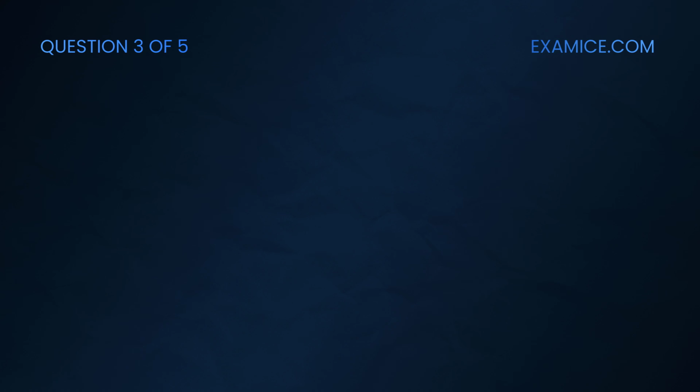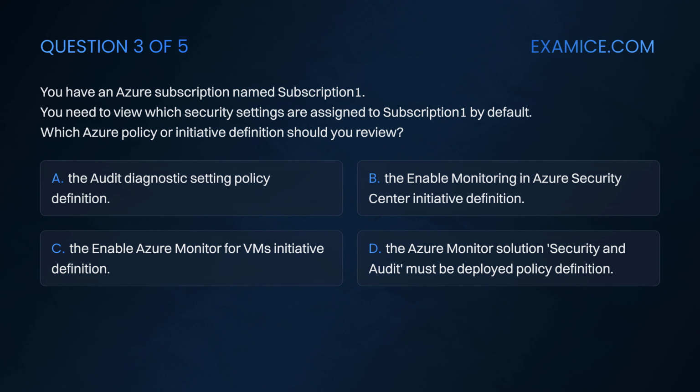Question 3. You have an Azure subscription named Subscription 1. You need to view which security settings are assigned to Subscription 1 by default. Which Azure policy or initiative definition should you review? Option A. The Audit Diagnostic Setting Policy Definition.